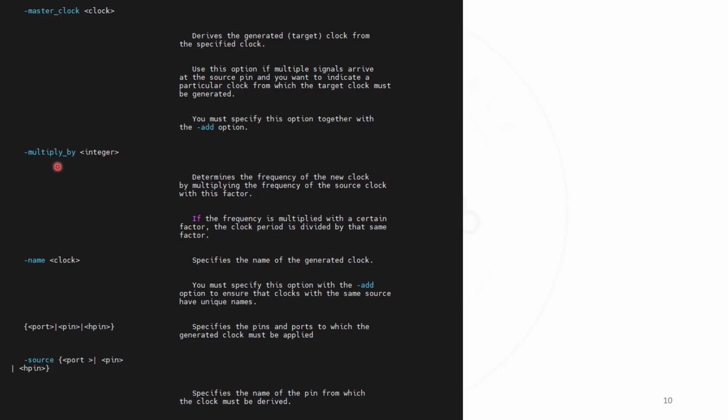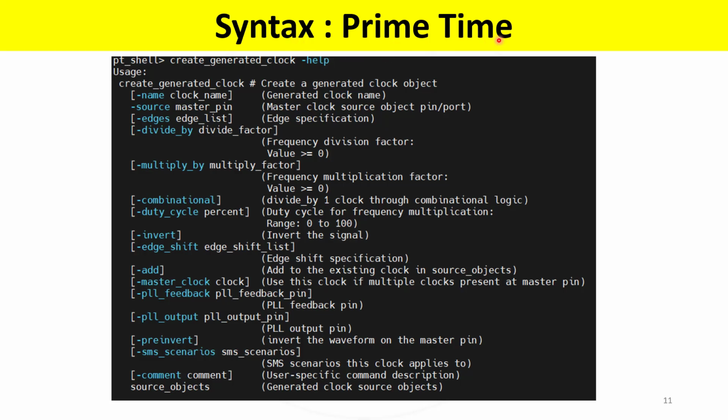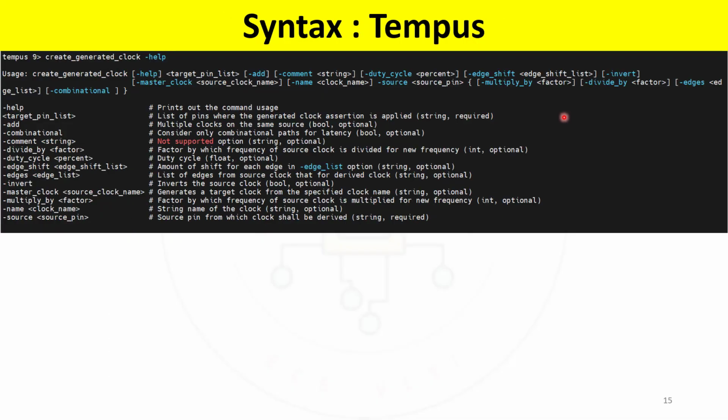Next, similarly, like multiply by, followed by hyphen name, which is used to give the name, and hyphen source, from where it is coming. Now let us see the syntax according to the PrimeTime tool. Please go through this particular slide. Just for your understanding, I included syntax from all the tools. So here PrimeTime is based on Synopsys, and this is the syntax according to the Tempus tool, which is from Cadence. Most of the switches will be the same.